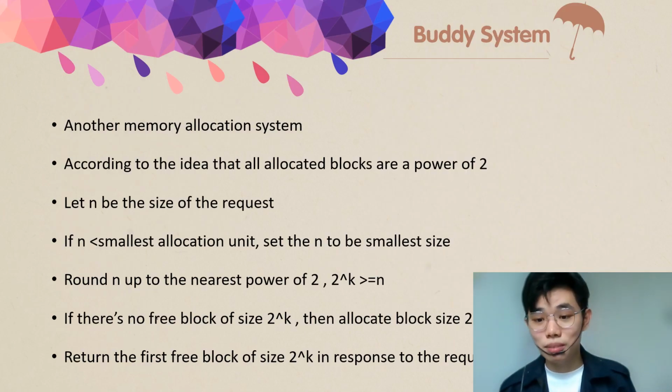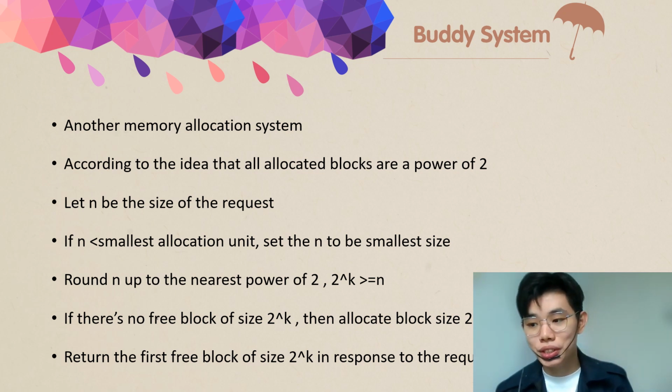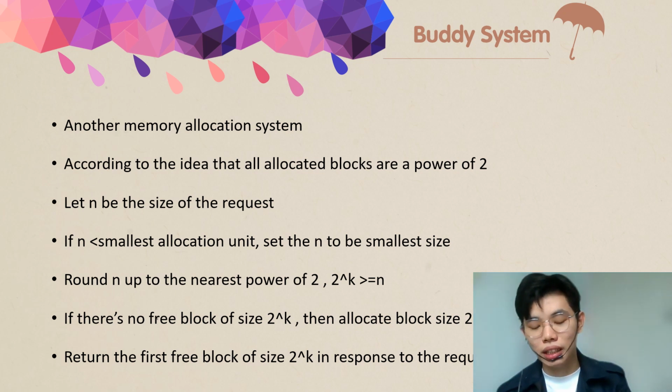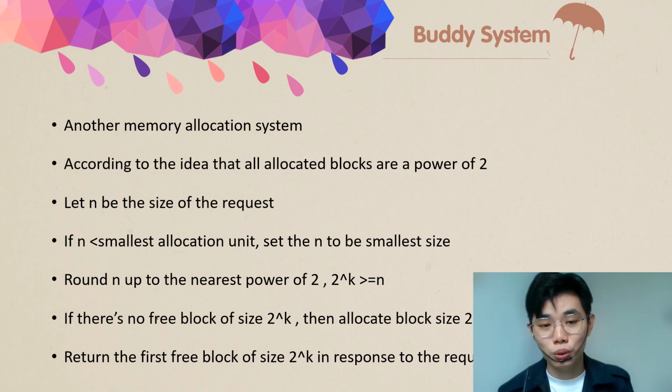Okay, so what is buddy system actually? Buddy system can be defined as an algorithm in which a larger memory block is divided into smaller and smaller partitions that need to satisfy the request. It is considered as another memory allocation system besides first fit, next fit, best fit, and worst fit, which memory allocation we have studied previously.